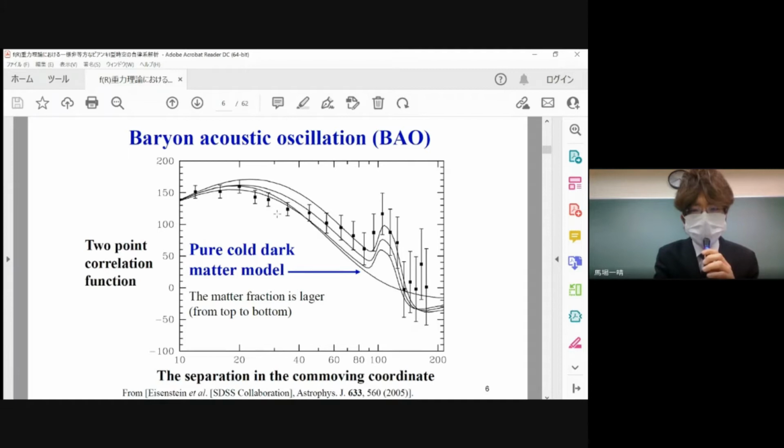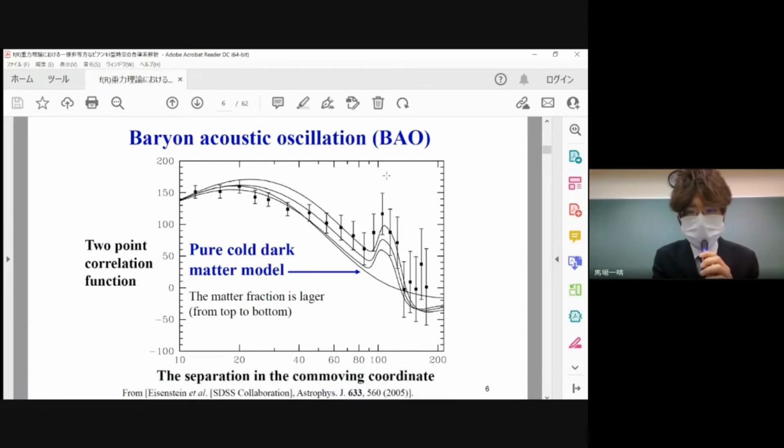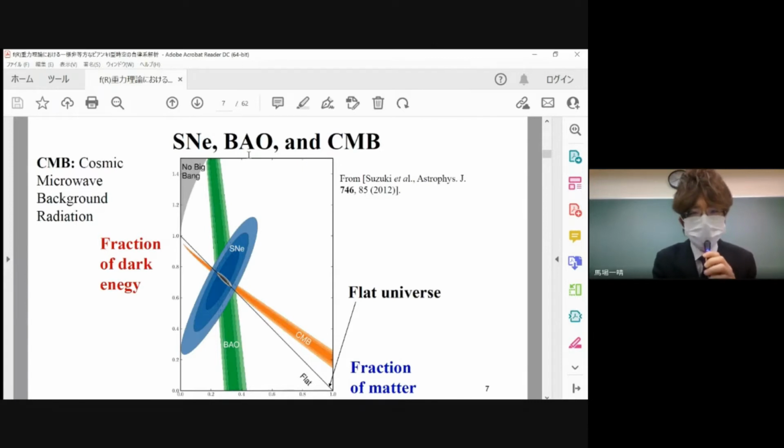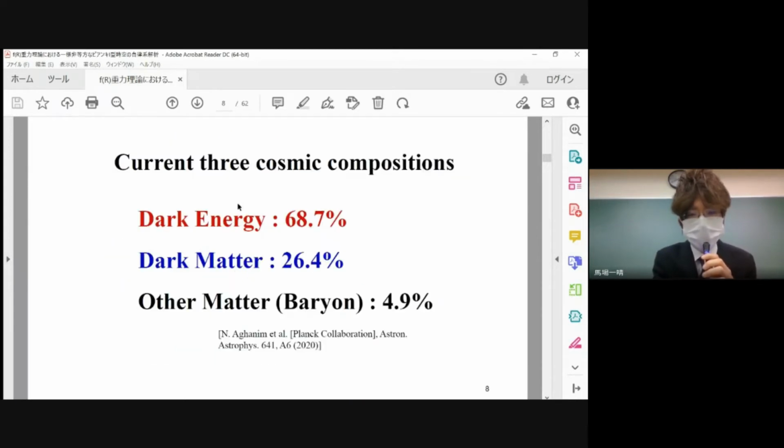This is a baryon acoustic oscillation data. The horizontal axis shows the separation of the convection scales, and the vertical axis shows the two-point correlation functions. This is a baryon acoustic oscillation for the large-scale structures. By combining the supernovae, BAO, and the cosmic microwave background radiation, we can see that we have the information of the fraction of dark energy and the fraction of dark matter here. From this figure, we can see that the current three cosmic compositions are as follows. The dark energy is about 70%, and the dark matter is about 25%. The other matter, namely the baryon, is only 5%.